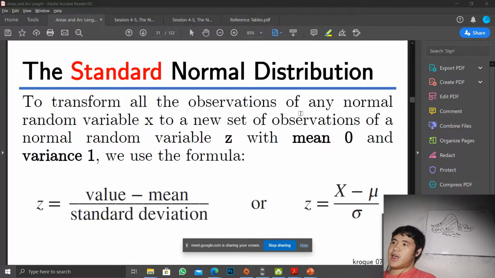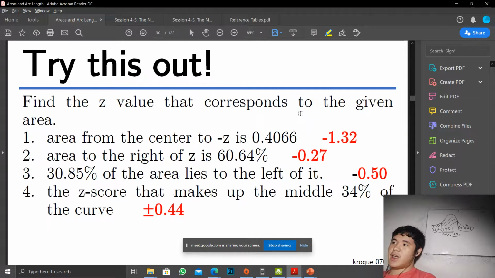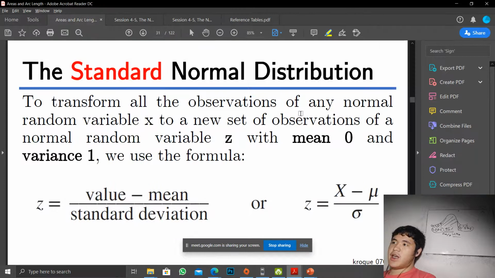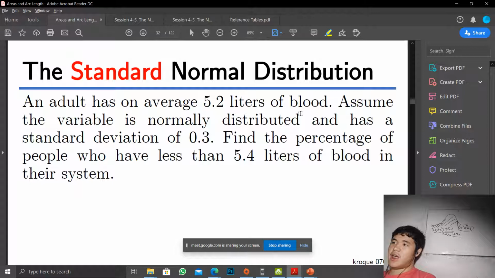Okay. Ngayon, let's go on to the next definition of the z-score, which is to transform all the observations of any random normal variable x to a new set of observations with variable z, or the z-score. We get the value minus mean all over standard deviation. So let's try this out. An adult has an average of 5.2 liters of blood. We assume that the variable is normally distributed and it has a standard deviation of 0.3. Now, we find the percentage of people who have less than 5.4 liters of blood in their system.